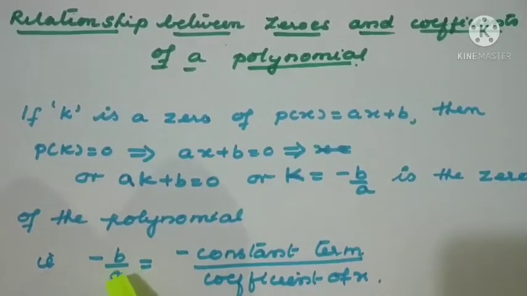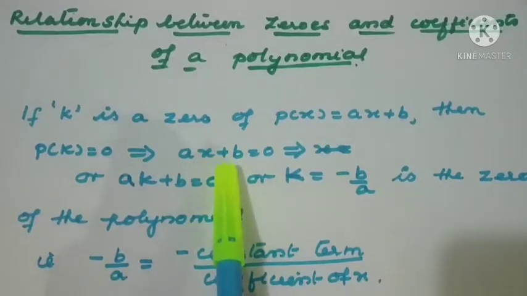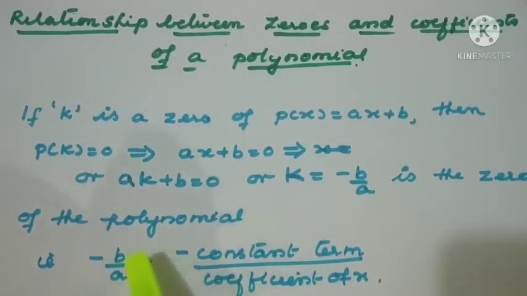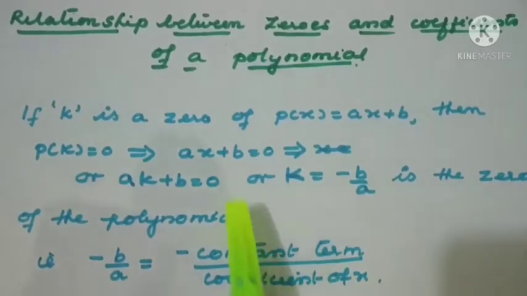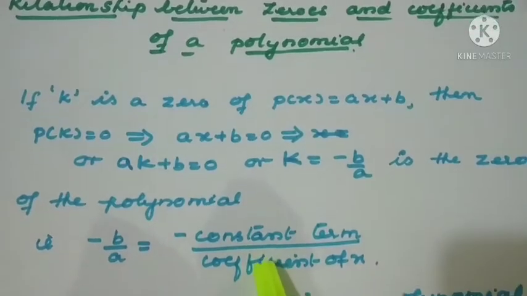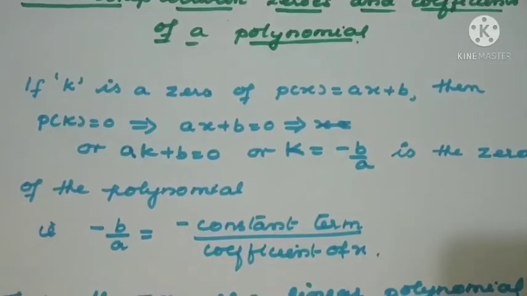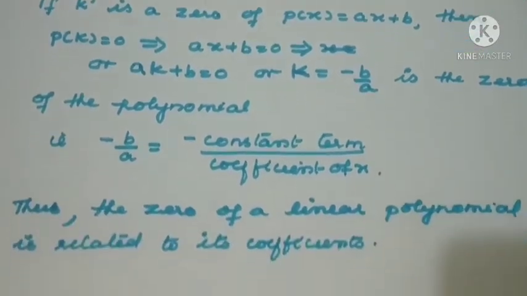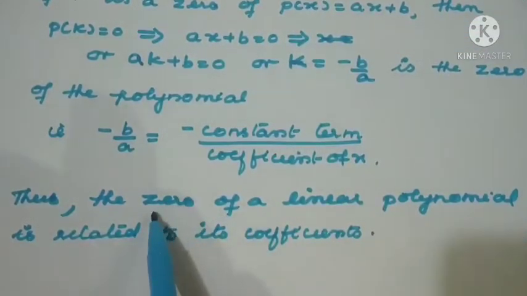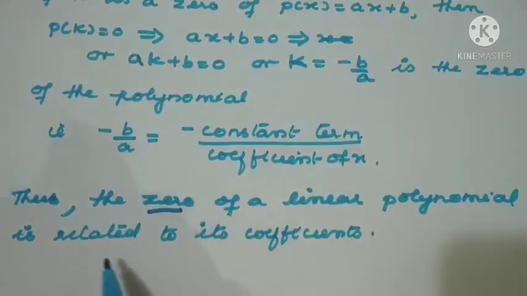If we connect minus b by a with the coefficients, then b is the constant term and a is the coefficient of x, so the zero is minus the constant term divided by the coefficient of x. So what is the conclusion from this? We can say that there is a relationship between the zero of the linear polynomial and its coefficients.